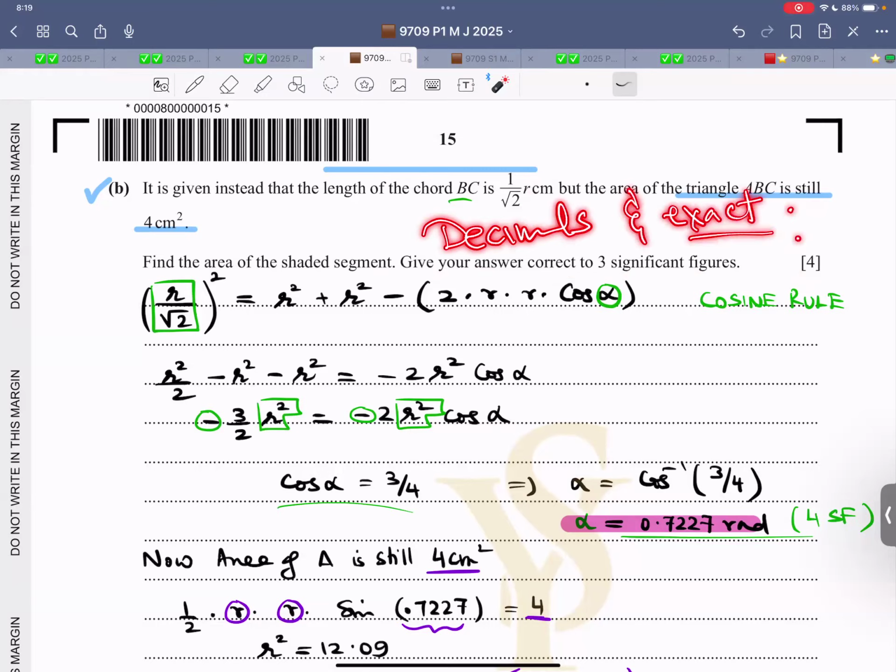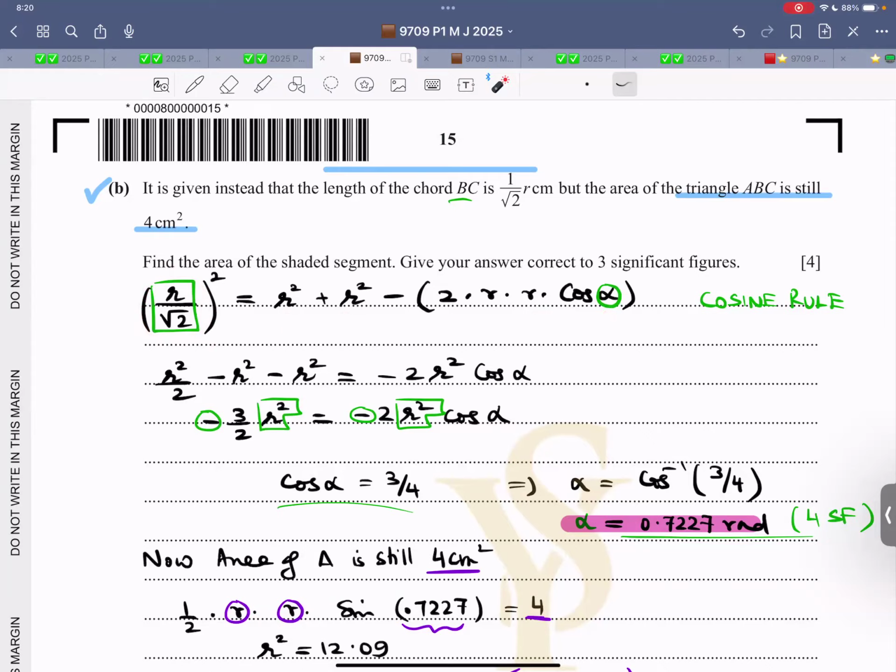Because there are some people who are not so good with exact, but good with decimals. There are some who are good with decimals, but not so good with exact, or vice versa. So the examiner has to balance it. So now over here, we have the length of the chord and then apply the cosine rule.